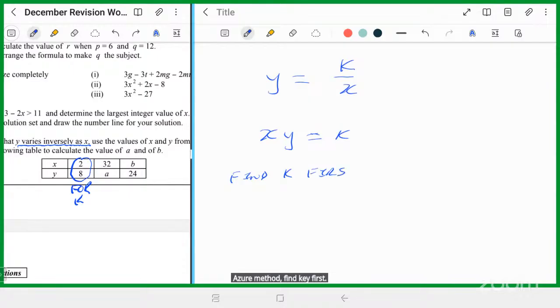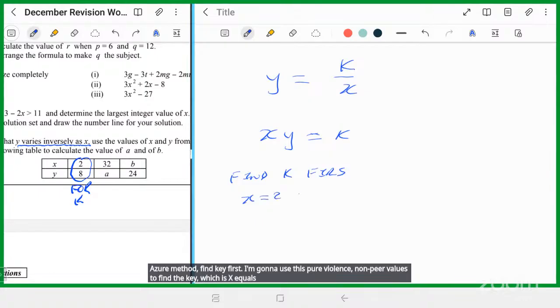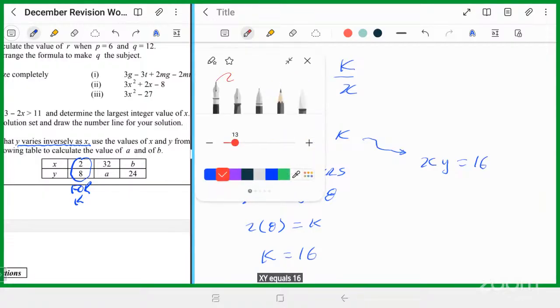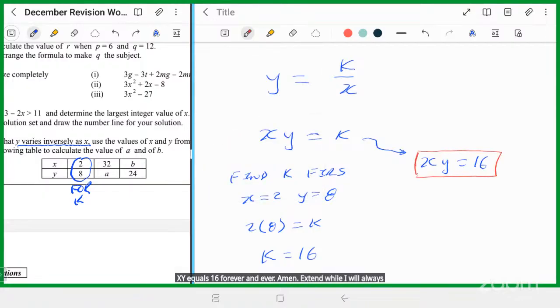I'm going to use this known pair of values, x equals 2, y equals 8, sorry, to find the k. Put the two of them in here. You're going to get 2 times 8 equals k. That is 16. So k is equal to 16. It means this equation now becomes xy equals 16 forever and ever. X times y will always be equal to 16.